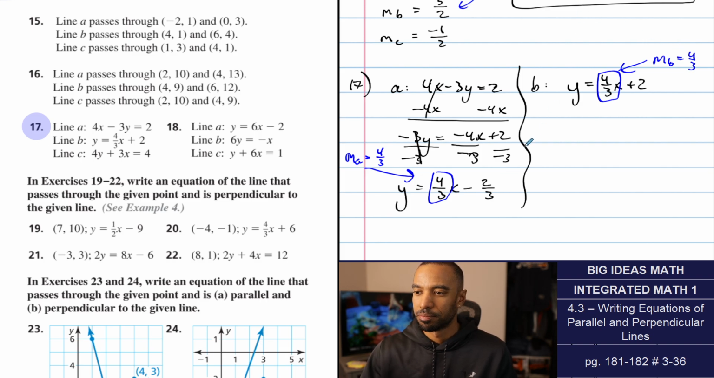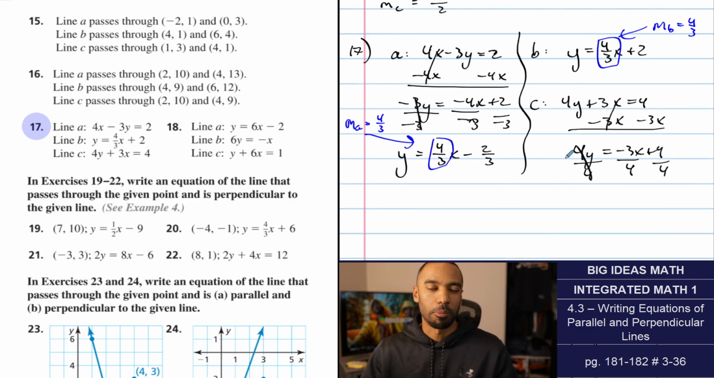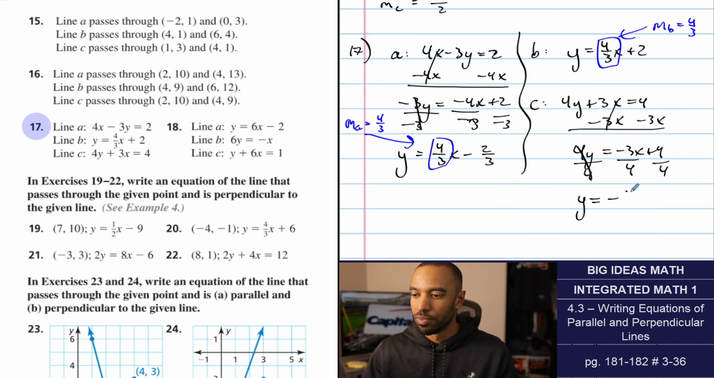Line C, 4y plus 3x equals 4. We will subtract 3x from both sides and then divide everything by 4. Remember, as these 4's cancel, these 4's don't. They just become 1. They all become 1. We just don't write the 1 in this one. Negative 3/4 x plus 1. C has a slope of negative 3/4.